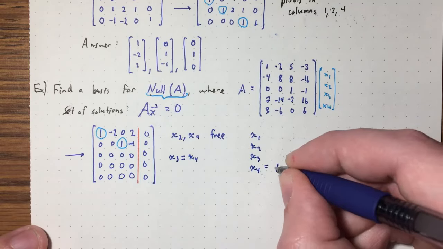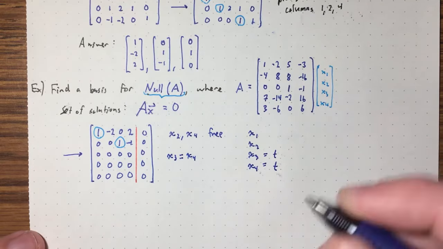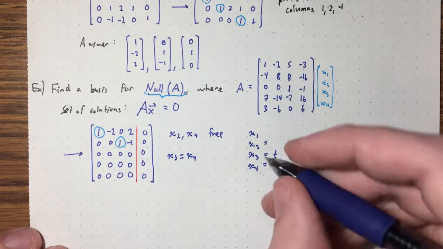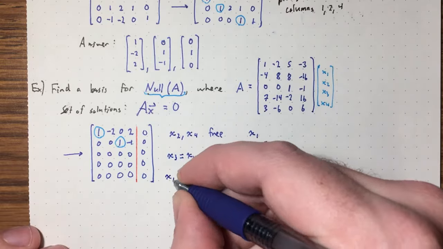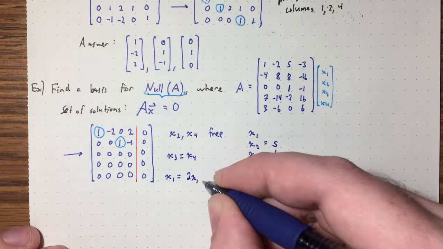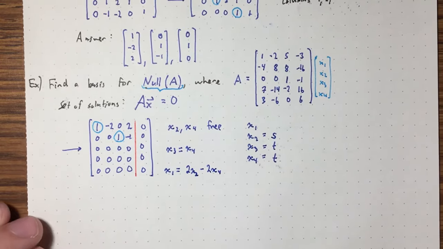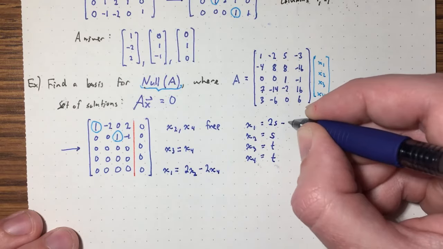So let's set x4, which is free, equal to some parameter t. Well, x3 is also t. x2 is also free, so let's call that s. And then x1, what is the first row telling me? x1 equals 2x2 minus 2x4. That's what the first row is telling me. So it's 2s minus 2t.